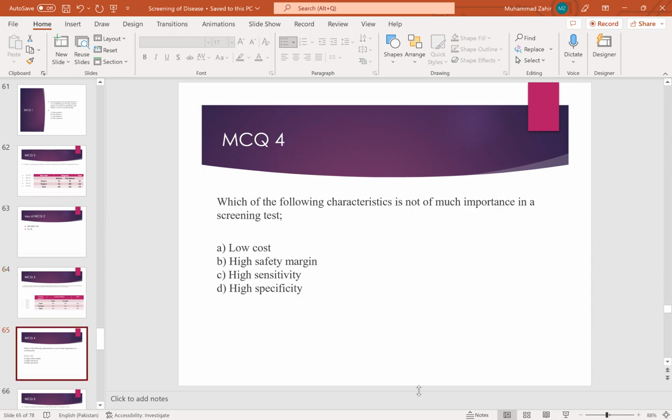Which of the following characteristics is not of much importance in the screening test? Low cost, high safety margin, high sensitivity, high specificity. No, the correct answer is D. A screening test should be low cost, it should have a high safety margin, high sensitivity, but the last one, high specificity, is not of much importance. So D is the correct answer.